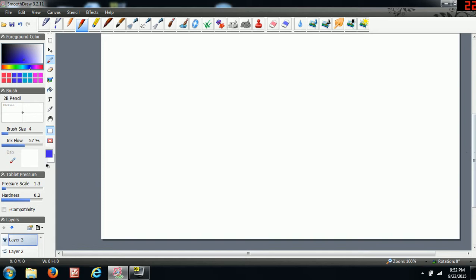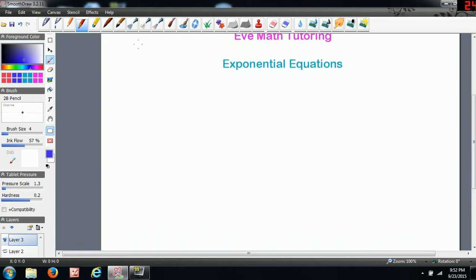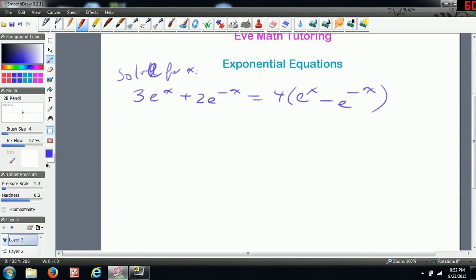If you have another exponential equation in this form, and you're asked to solve for x, solve the equation: 3e to the x plus 2e to the negative x equals 4e to the x minus e to the negative x. So here, what I would do first is deal with this number here, the 4. I'd bring the 4 in, 4e to the negative x, so it comes into both parts.